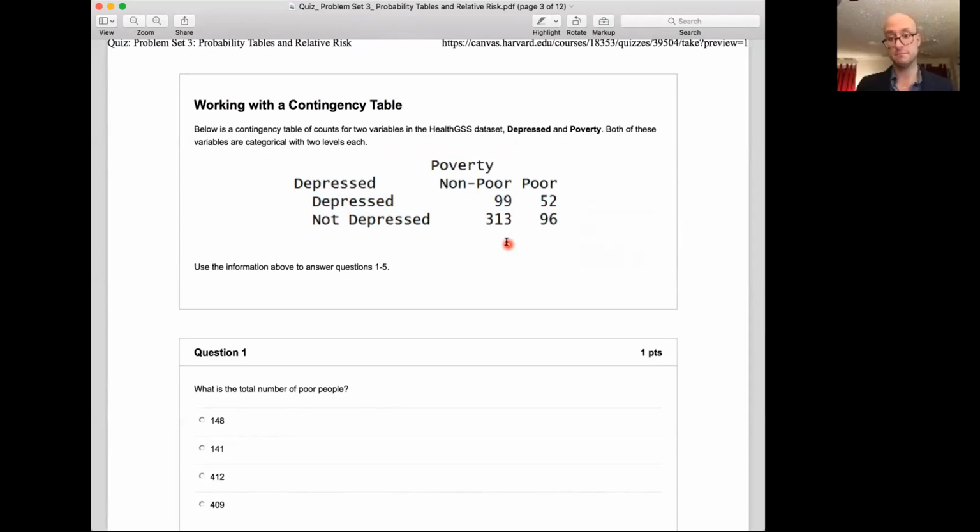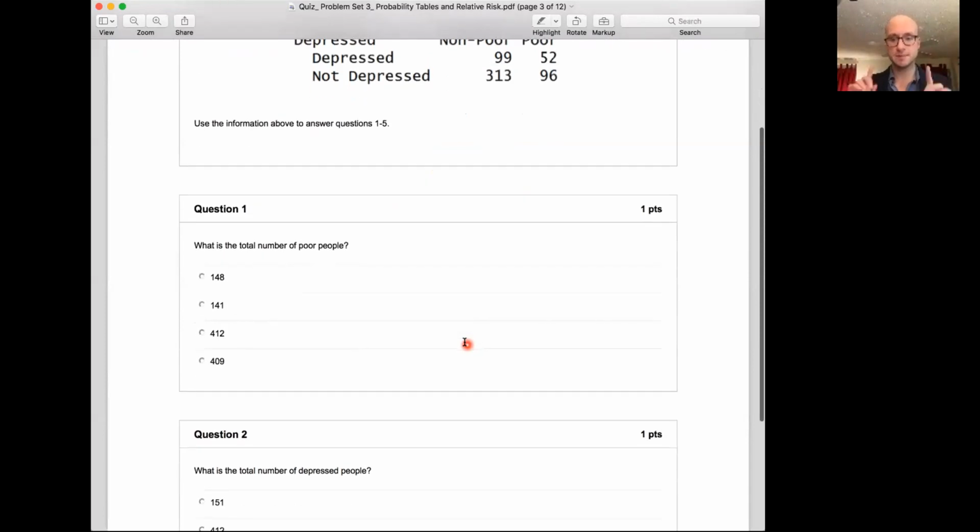Keep in mind that we took two variables, and imagine we had everyone in the room. We split them up into 4 groups based on 2 responses. Are you poor or not poor? First response. Second response, are you depressed or not depressed? Well, let's say I'm not depressed and not poor. I'm in the largest group. That'll be important.